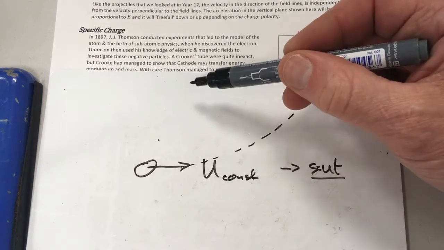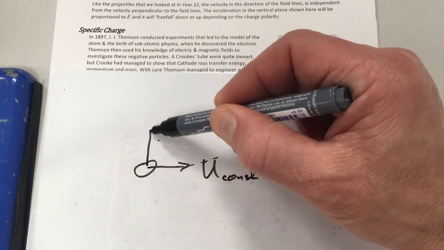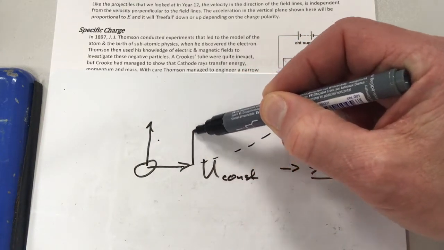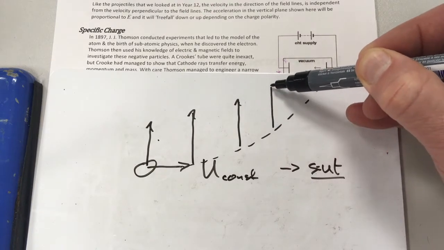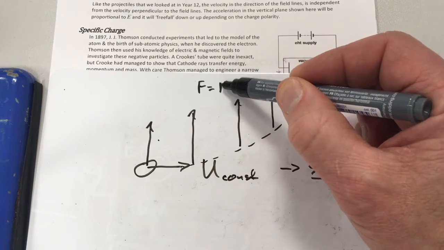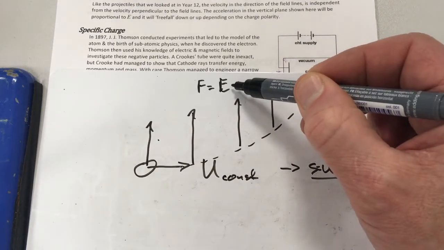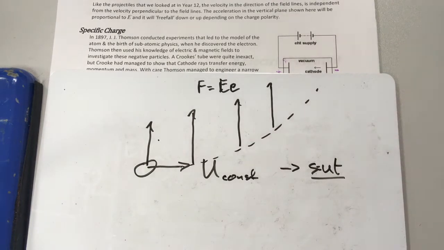However, going upwards, we have a force, and that force acting on the particle is the same all the way, because that force depends on the size of the electric field. F = Ee, electric field strength, multiplied by e, the charge of an electron. We could say Q if you want to be more generic.